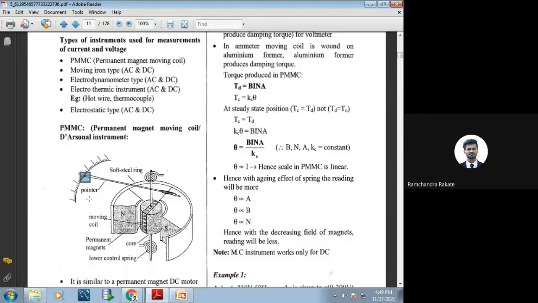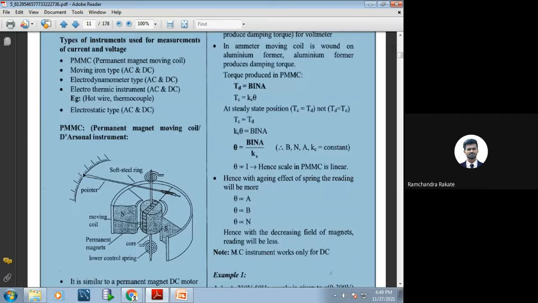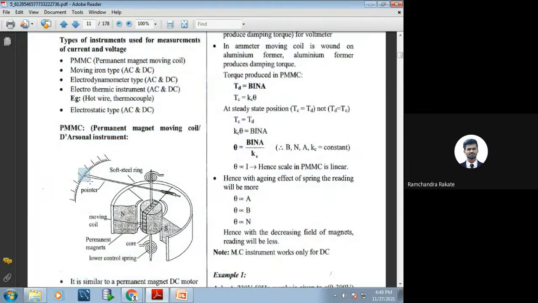As we know, at steady state, at this position, as we have discussed, the controlling torque and the deflecting torque are at rest. So TC is equal to TD. Don't confuse this to mean that the deflecting torque becomes equal to the controlling torque. No, this never happens. The controlling torque is produced to oppose the deflecting torque. Correct? So TC is equal to TD.